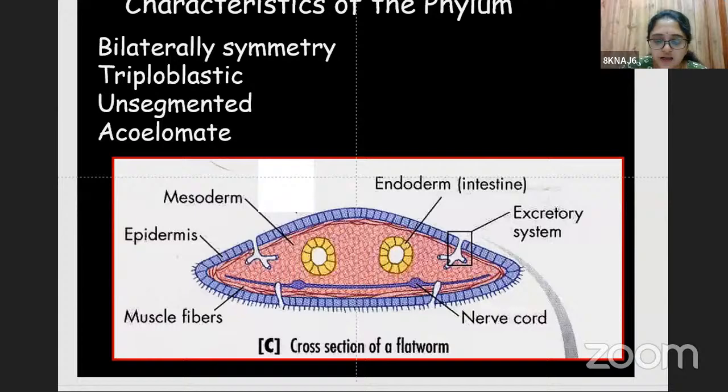So again, the reproductive system is quite well developed in this particular class, and you have 2 to many testes, but in the female you have only one single ovary, and both the testes and the ovaries are highly branched. In the ectoparasites, development is direct, while it is indirect, with at least 2 larval stages, in the endoparasites.